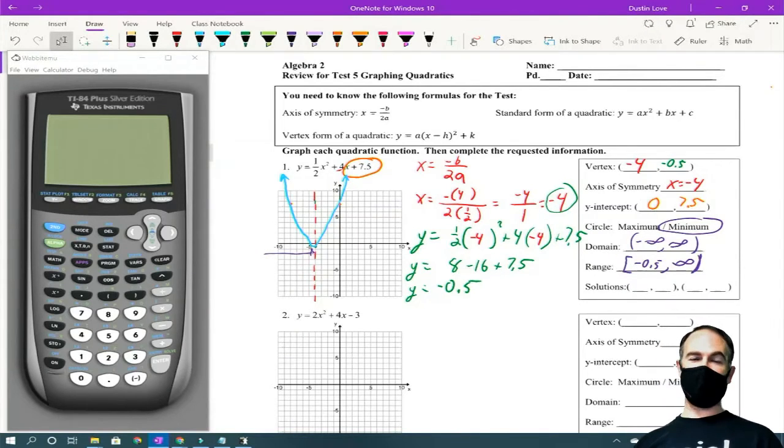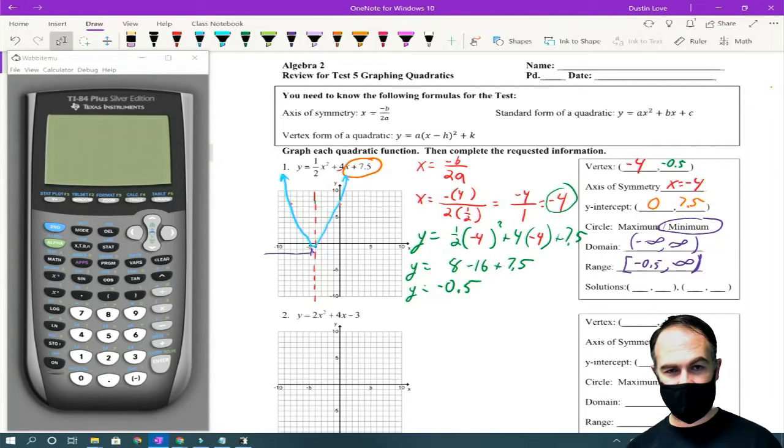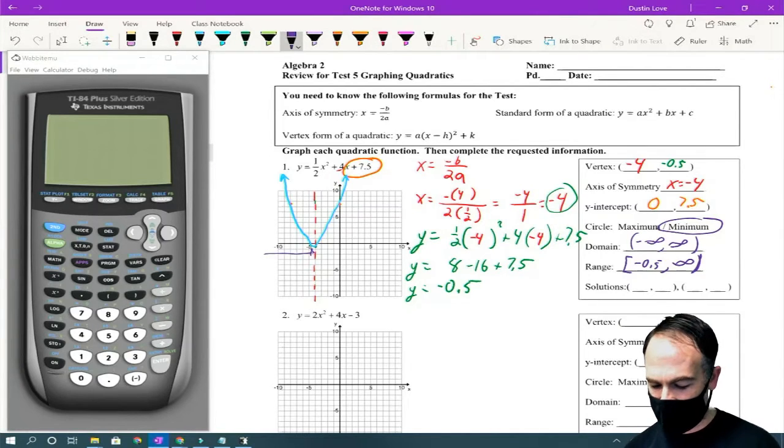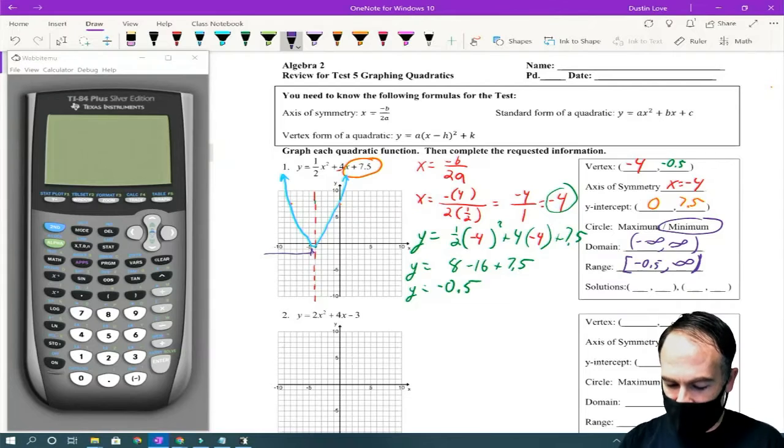Now our solutions. Remember, solutions are x-intercepts. They're also answers, roots. It's a place that crosses the x-axis. Now there's a few options we could do. We could solve it. I prefer to do it from the graph if we can.